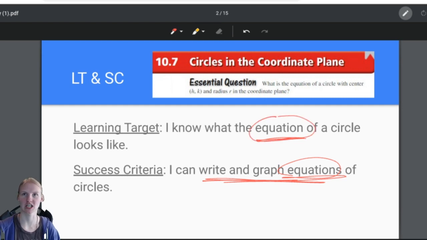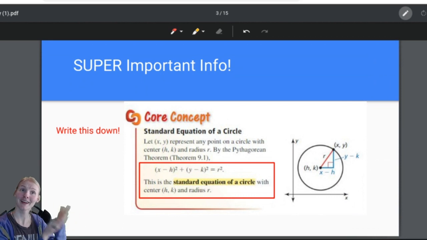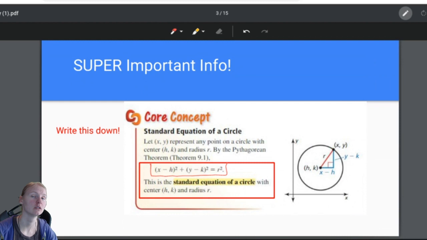So equation is the key word here. We're still working with circles. All of chapter 10 is about circles, but now we're focusing on the equation of circles. Speaking of the equation of a circle, here it is. So please make sure to write this down. This right here is the standard equation of a circle, with center (h, k) and radius r.